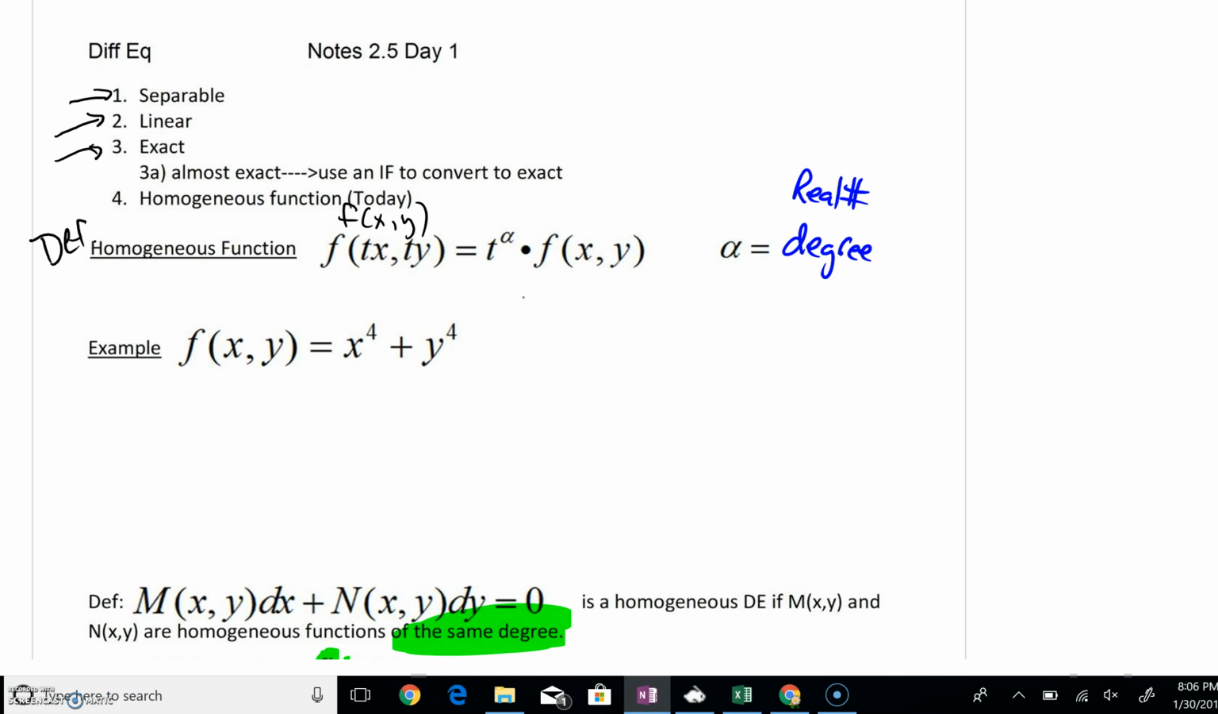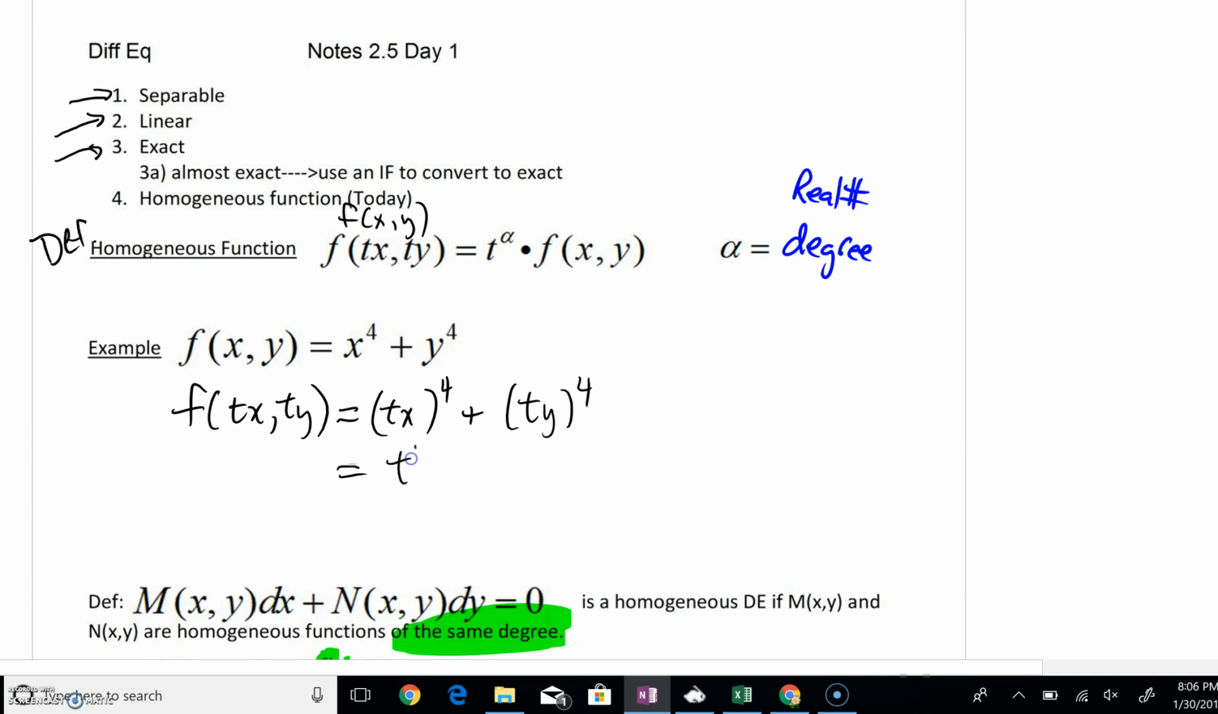Let me show you an example. Let's say we have this f of x comma y, and we have x to the fourth plus y to the fourth. If I were to substitute in, instead of having an x, we had tx. So everywhere where you see an x, we'll replace it with a tx. Everywhere where we have a y, we'll replace that with a ty. You can see this would be t to the fourth, x to the fourth. This is t to the fourth, y to the fourth.